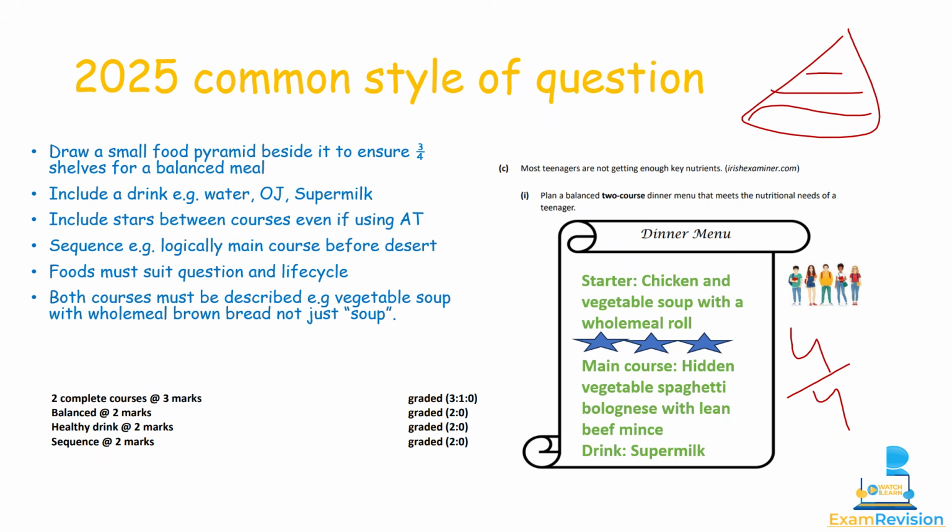Both courses must be described, so you can't just say soup, because that is going to get you 1 mark here instead of 3, okay? So you can see the marking scheme there. So this will be my sample answer. I'd say starter, I'd go chicken and vegetable soup with a wholemeal roll. I'd put 3 stars to distinguish between the starter and the main. My main, I've gone with hidden vegetable spaghetti bolognese with lean beef mince, and then my drink is super milk, and that would then therefore get you full marks.